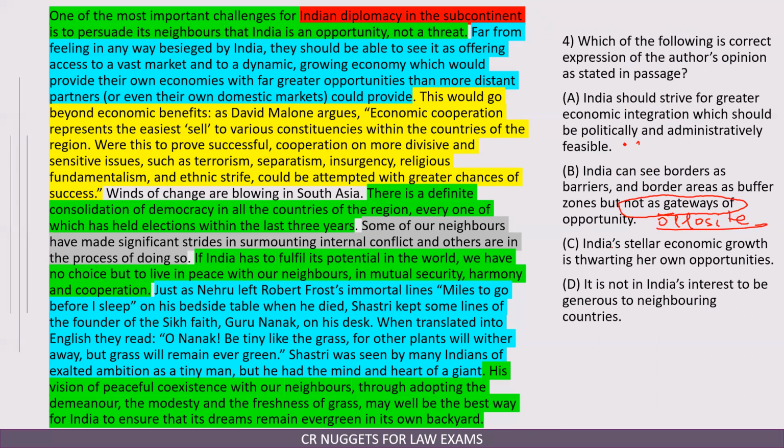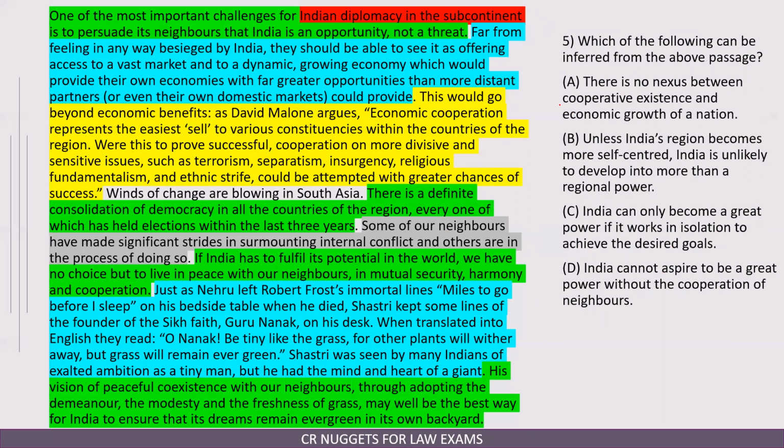So completely opposite. India's stellar economic growth is thwarting her own opportunity. Thwarting means threatening. India's economic growth is threatening its own opportunity. I don't know what it even tries to say. This is a scrambled option making no sense whatsoever. So can't be the answer. It is not in India's interest to be generous to neighbor. Opposite of what is being said. Same thing. All the questions having the same options. Answer is option number A.